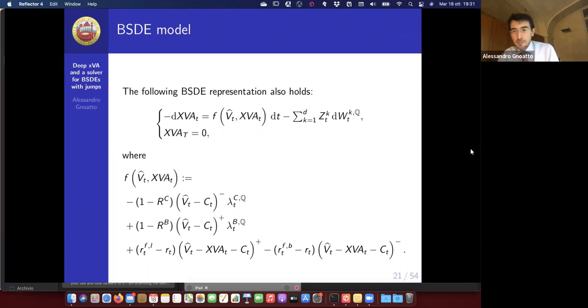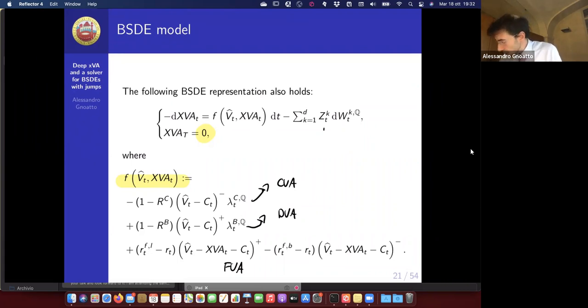By using the approach that we present in this paper with Francesca Beggini and Immacolata Oliva, we can write down the dynamics of the xVA. It is given by a BSDE with 0 terminal condition and this driver here. The first term relates to the CVA, the second term relates to the DVA, and the term in the last line refers to the FBA. So by looking at the driver of this BSDE, you can recognize the presence of each of these valuation adjustments.